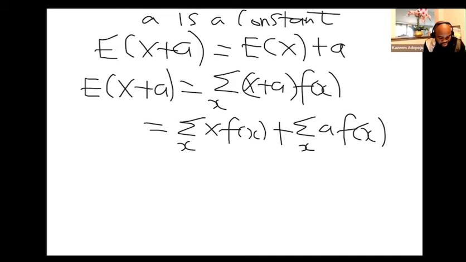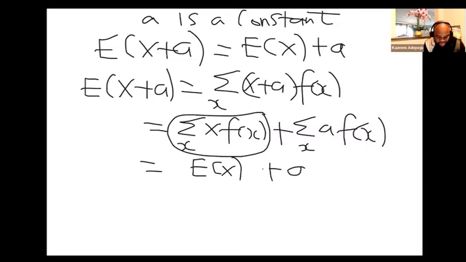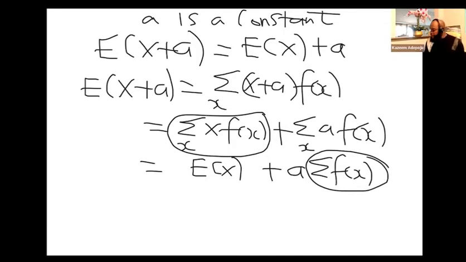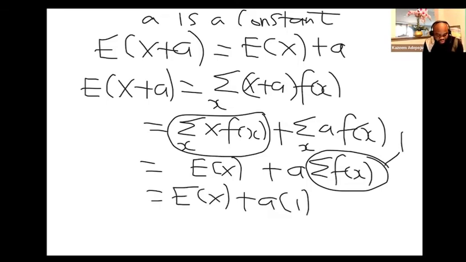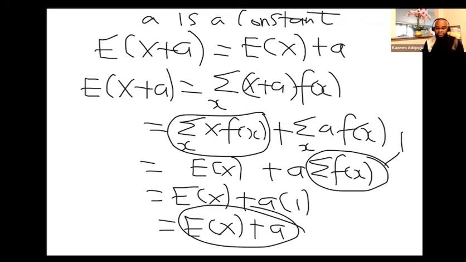This can be written as the expectation of X, plus a times the summation of f of x. The sum of the probabilities is actually 1, you know that, right? So this is going to be the expectation of X plus a times 1. So automatically I have the expectation of X plus a. Now that is already proved.